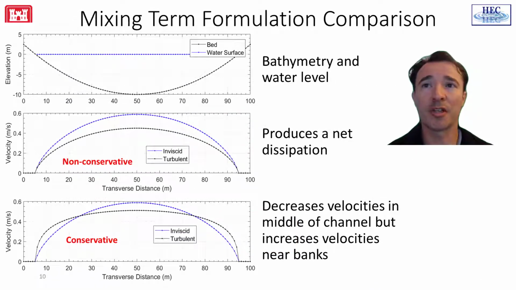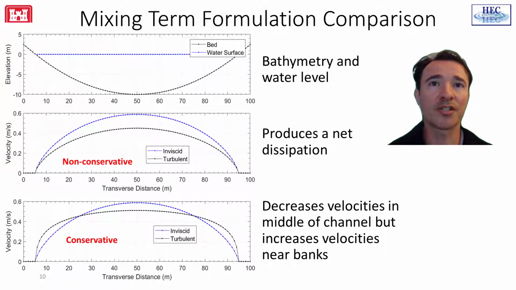This slide shows a comparison of the two mixing term formulations for a simple parabolic channel. The top plot shows the bathymetry and the water level. The middle plot shows the velocity with the non-conservative formulation in black. The blue line represents the velocity profile without mixing. Because the velocity curvature is negative everywhere, the mixing term results in a net dissipation and lower velocities.